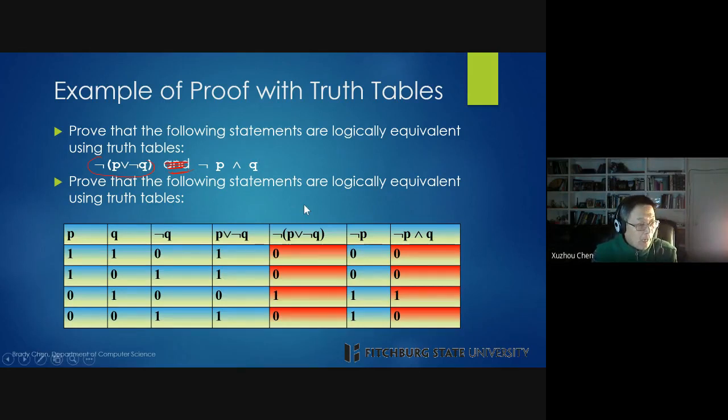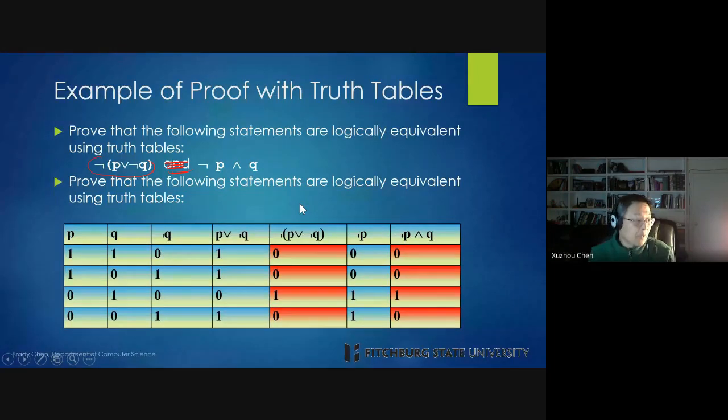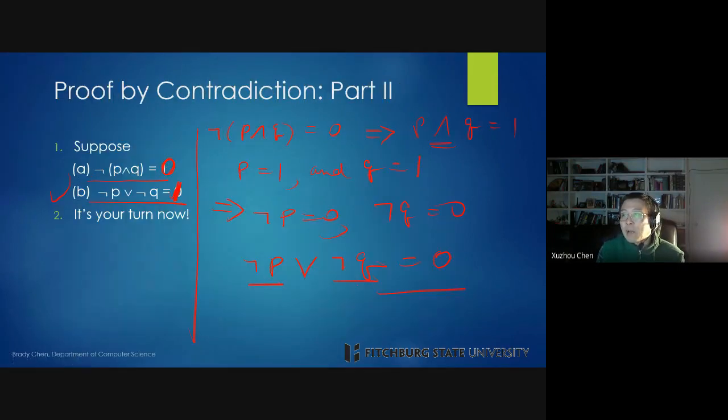Or you can also prove by contradiction. So either way, these are the two basic techniques we can use to prove the concept. And you can check the handout to find more information about this topic.